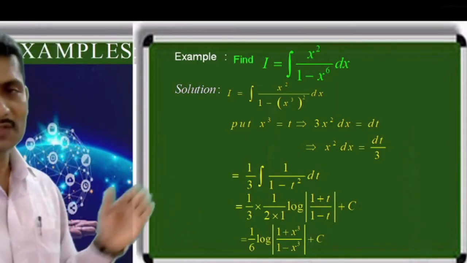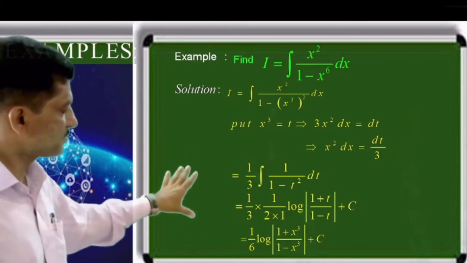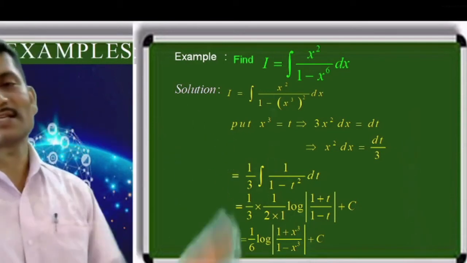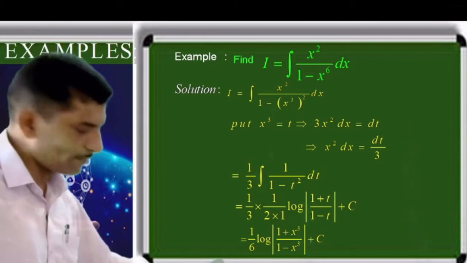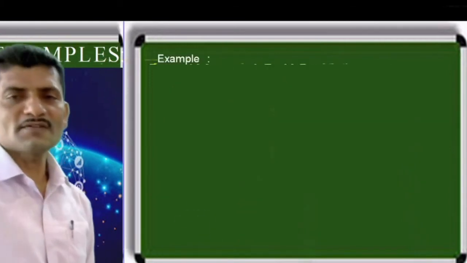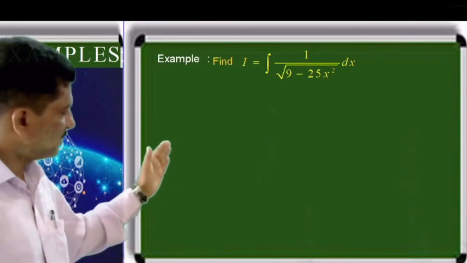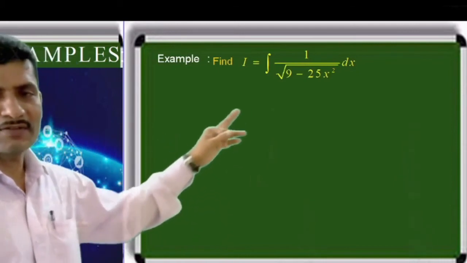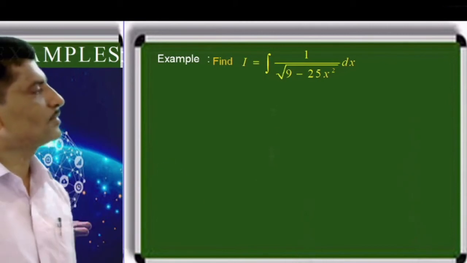Now, let us take two more questions and use the standard forms. This is a little bit of a... okay? And one more. Find the integral of 1 divided by root of 9 minus 25 into x square into dx.